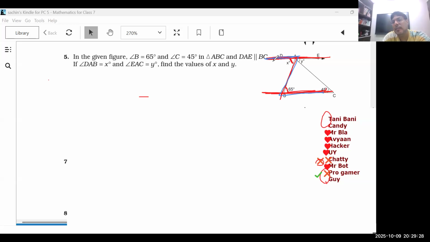How much will be this angle? 65. 65. You just need to notice. And how much will be angle Y? 70. 45. 45. 45.